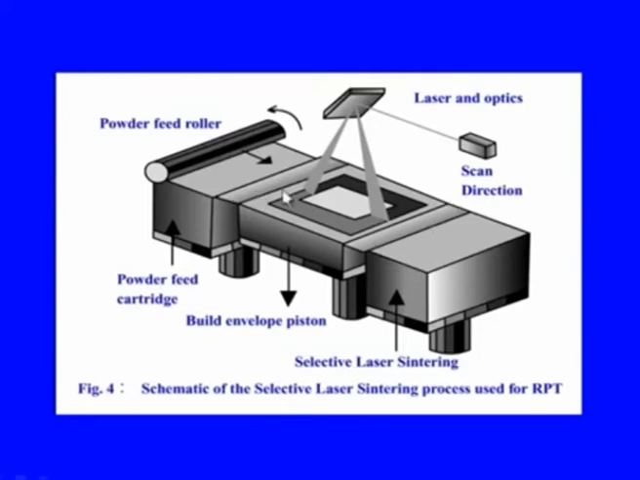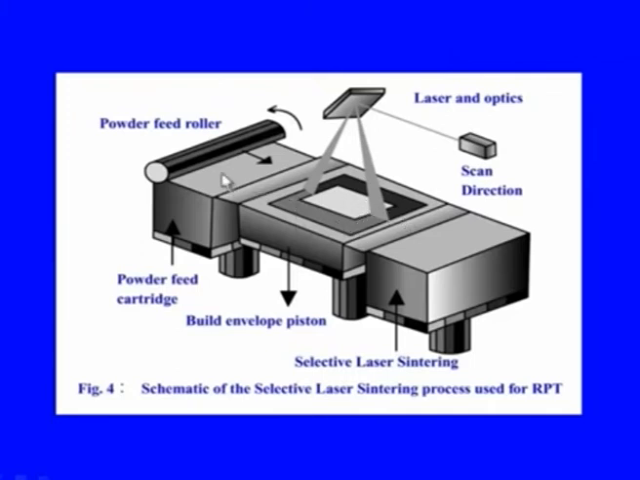Then, as this layer gets formed or melted and cured, this table will be lowered down by the amount that is equivalent to the thickness of this layer being deposited here or created in this iteration. Then the cycle will repeat.